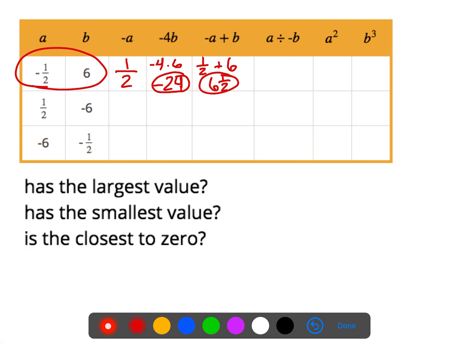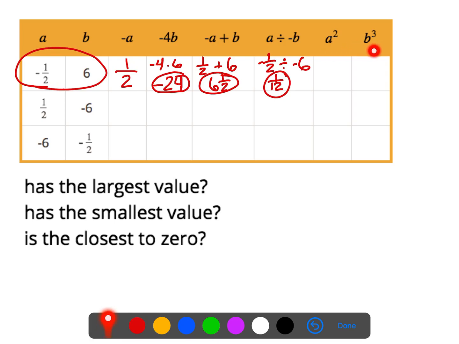Next, we do a division problem. A is negative 1/2 divided by negative B. Now, we don't have negative B anywhere yet, but that just means the opposite of what B is. If B is 6, negative B is negative 6. Now, here we have the same sign. We're dividing two negative numbers, and when we divide two negative numbers, we get a positive result. So our answer is going to be positive. It's 1/2 divided into 6 parts, 6 groups. So that is 1/12. That's positive 1/12.